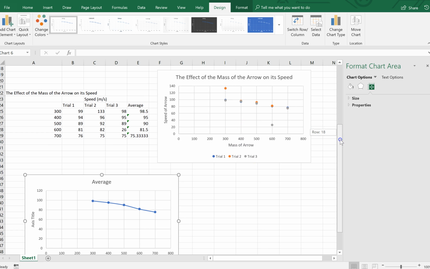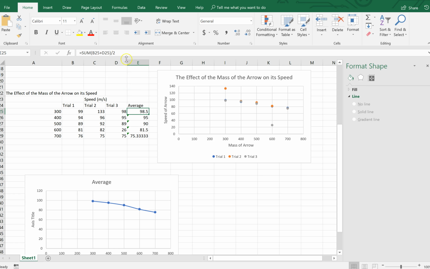Along the way, we looked at initially graphing all the data points, all the trials, and looking for outliers. So we can see we had an outlier right here and an outlier right there. We looked at how to calculate the average using a formula. So here's an example of a formula right here where we add up the three trials, and that's what this sum part does, and then dividing by 3 because those are the 3 trials.